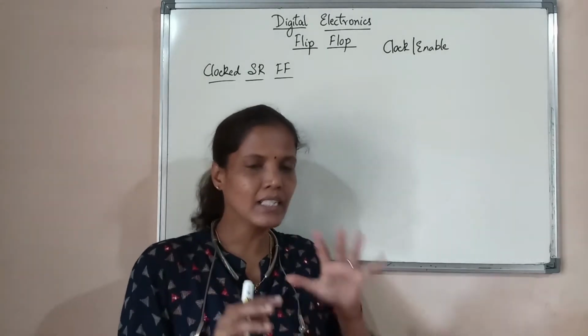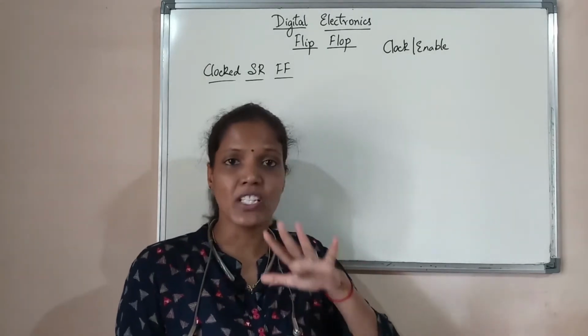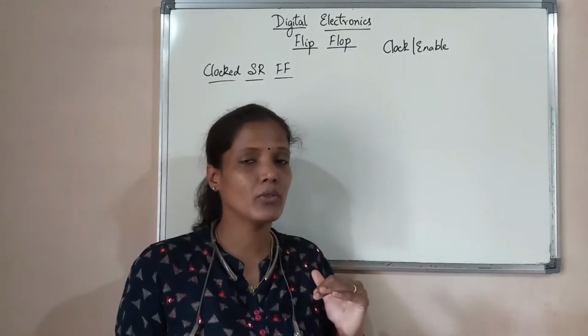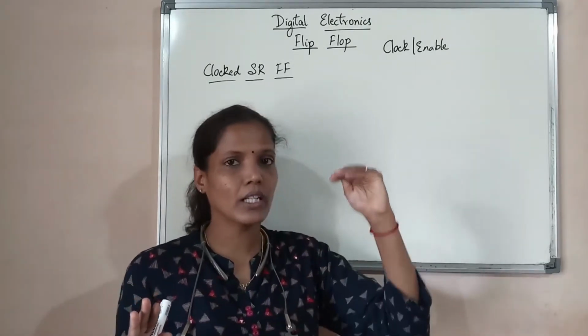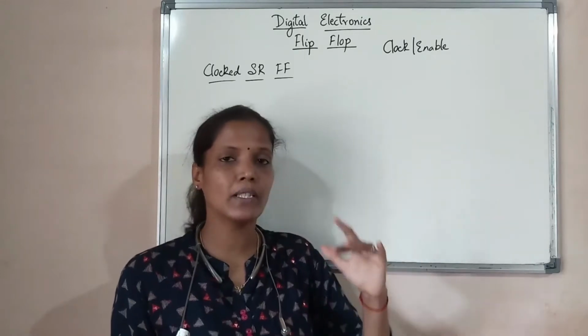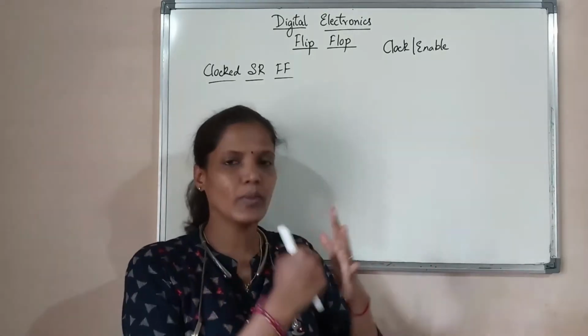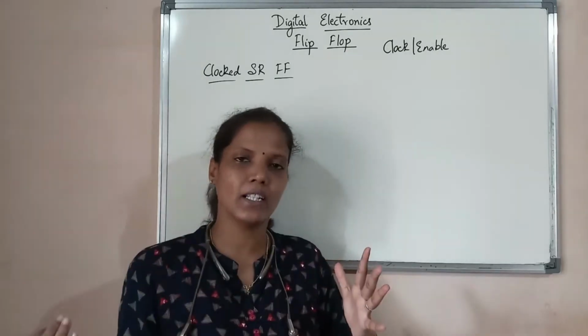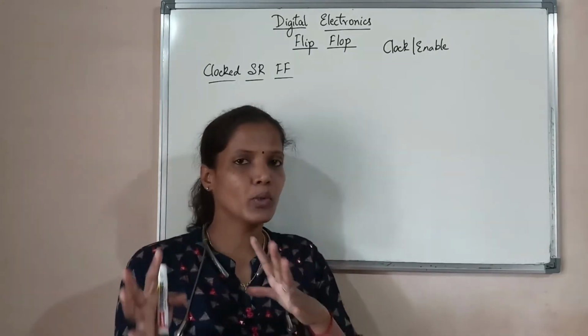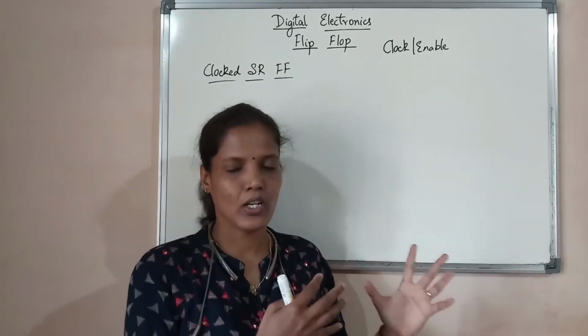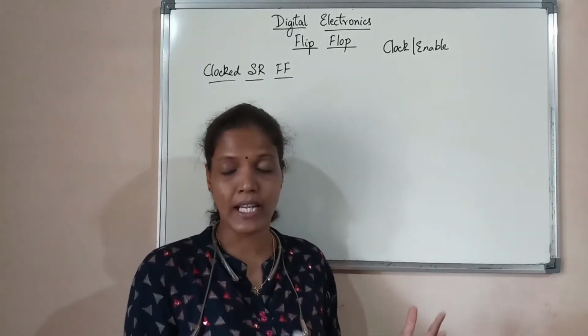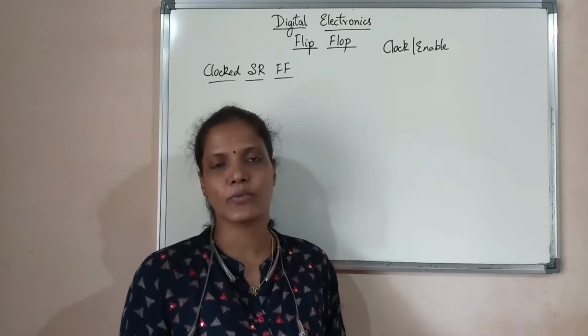Say for example, at this point, I have changed the input, but clock value is equal to 0, then my output will not change. Only when the clock input is high or the enable input is high, as and when the input is changing, only then the output will be changing. We say that the output will respond to the clock input. That is the clocked SR flip-flop, where S stands for set and R stands for reset.